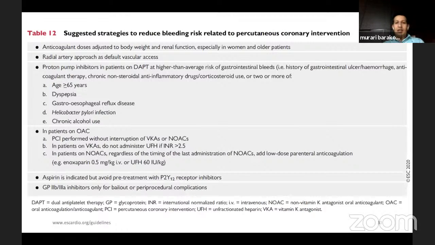And if INR is more than 2.5, we should not give heparin during the PCI. And if the patient is on NOAC, we have to give a lower dose rather than a higher dose, like heparin 60 instead of 70 to 100 unit per kg. And aspirin is indicated, but pre-treatment with P2Y12 is discouraged, and GP2B3A is usually not given, not preferred.